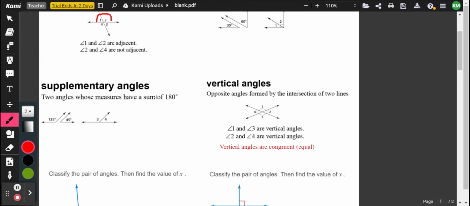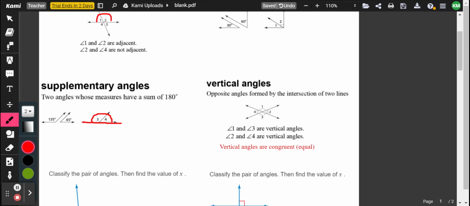Next, we have supplementary angles. Those are 2 angles that have a sum of 180 degrees. So if we look here, 135 plus 45 equals 180. So angle 3 and angle 4 add up to 180. And 180 degrees is a straight line that creates a semicircle as an angle.